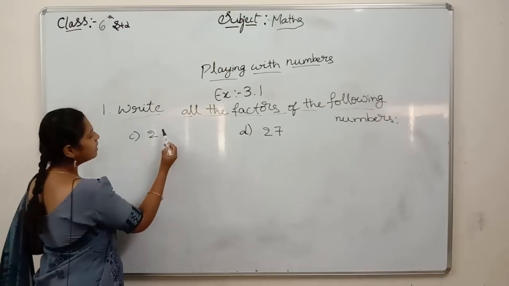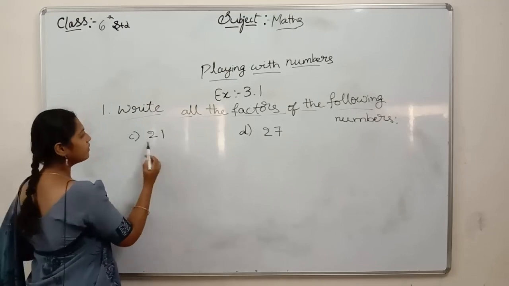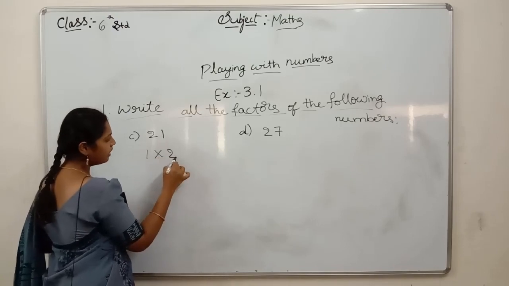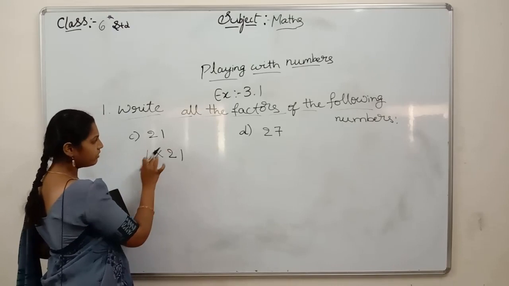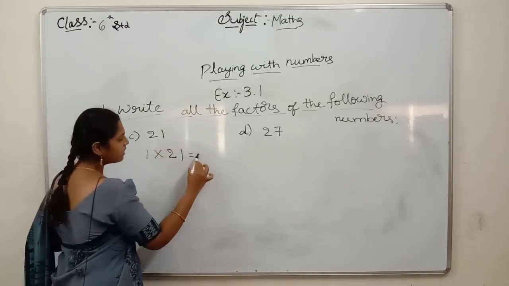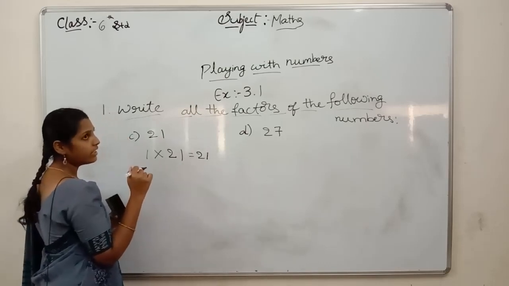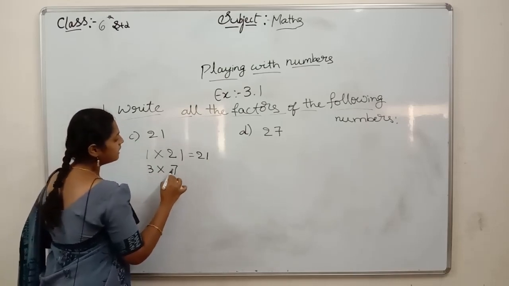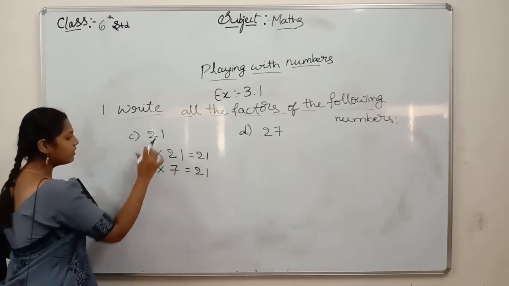Okay, see, the given number is 21. In which table can we get 21? 1 is common. 1 is a factor for every number and the number itself is a factor of every number. 1 21s are 21 only we will get. Next, in which table will we see 21? Yes, the 3 table. 3 sevens are 21. These are the factors of 21.